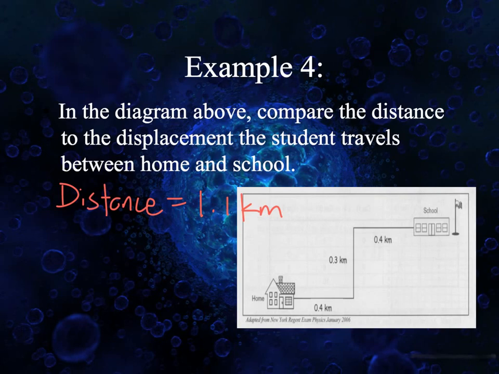Now, our displacement isn't as easy as saying, well, if I go back the same way, I'll get 1.1 kilometers. Remember, our displacement is the shortest pathway back to where we started. If I can draw one straight line from the school back home, that gives me my displacement. Okay, so for this one, you're going to have to think a little bit outside the box.